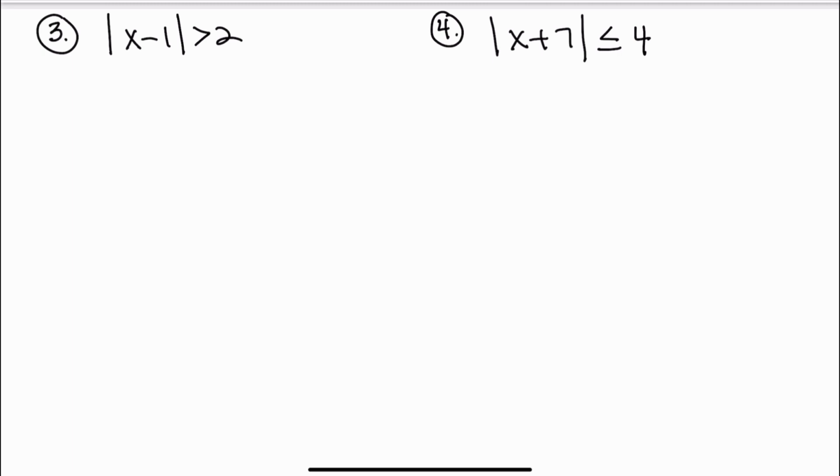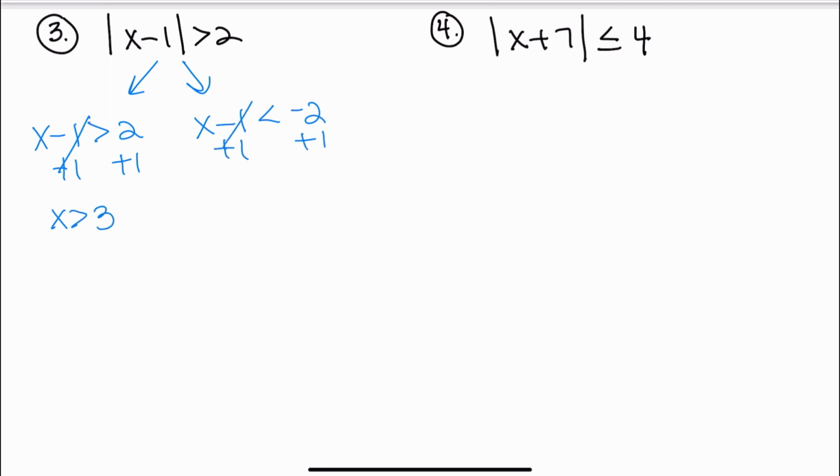Here the absolute value is isolated. So I'm going to immediately go ahead and write down my two problems. X minus 1 is greater than 2. X minus 1 is less than negative 2. So when I go to write the second part of the problem, I switch the inequality and change the sign. Now I solve. Plus 1 plus 1, x is greater than 3. Plus 1 plus 1, x is less than negative 1.